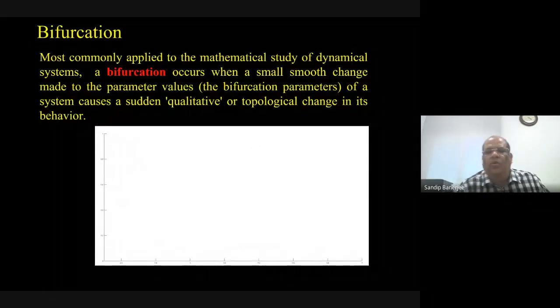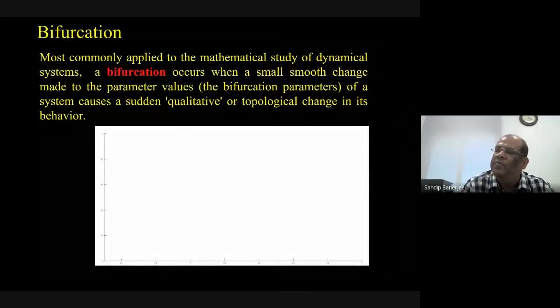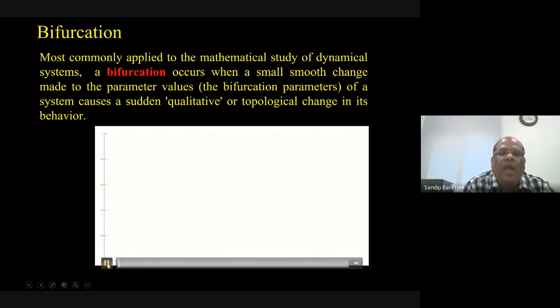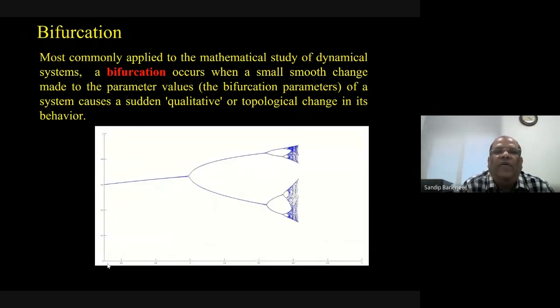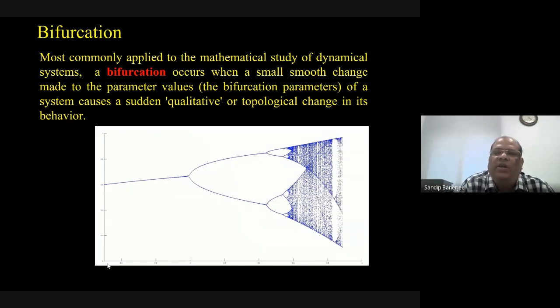The next part which we use is bifurcation. Bifurcation is something where you have a system, you have a parameter, and as your system passes through that parameter value, there is a change in the dynamics. That change gives a different kind of solution, a different kind of qualitative behavior in the dynamics of the system. That is when you say a bifurcation occurs, and the point at which it occurs is called the bifurcating point.